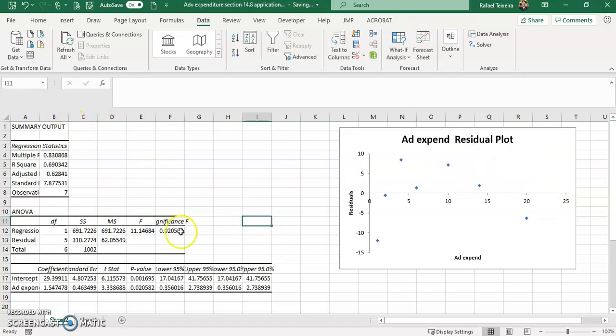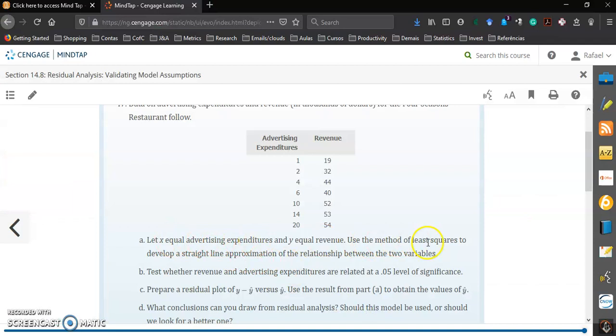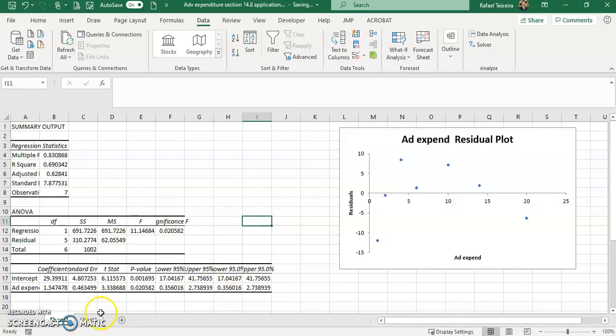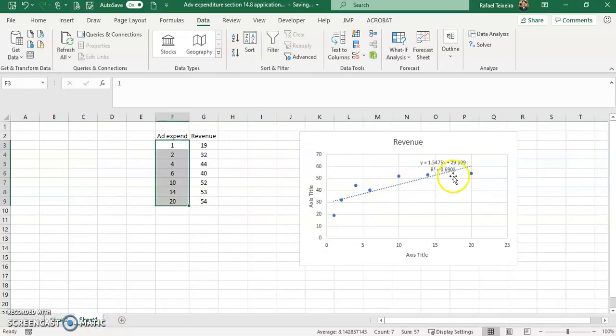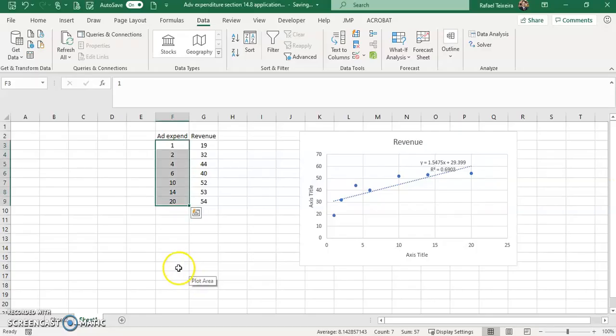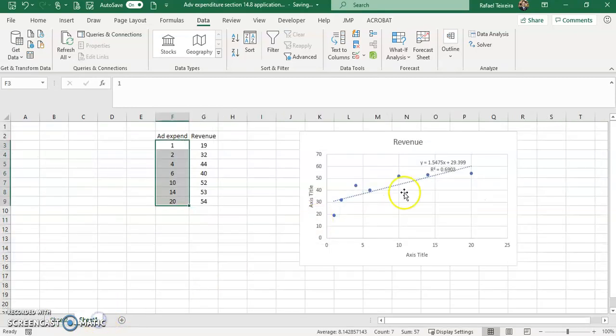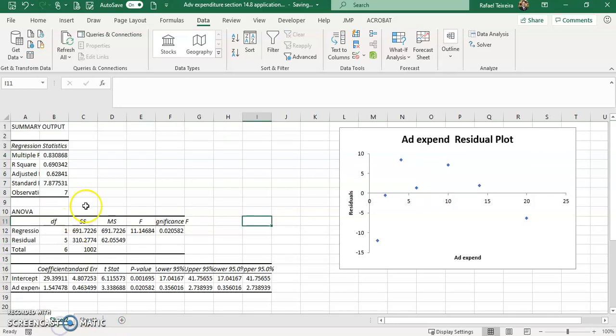So let's go back to the problem. Use the method of least square to develop a straight line approximation of the relationship between the two variables. We did this here, okay? We did a method. So if the problem says develop a regression equation, you have the regression equation here, okay? But you can also use this result to come up with the regression equation.